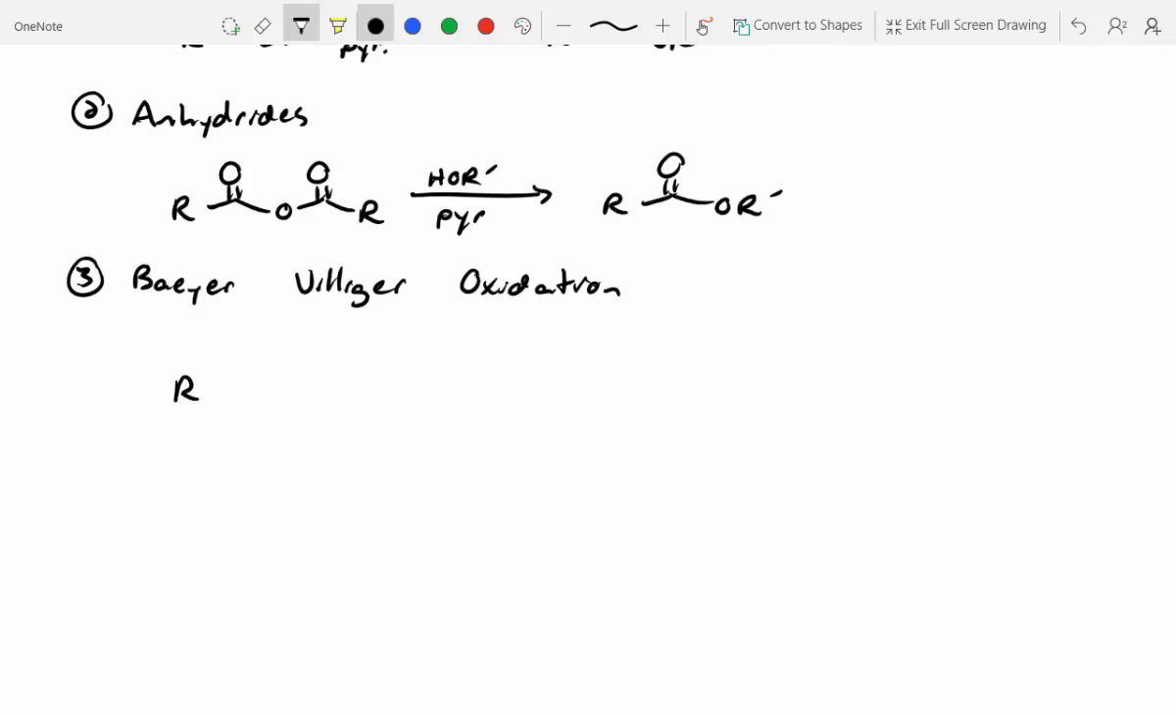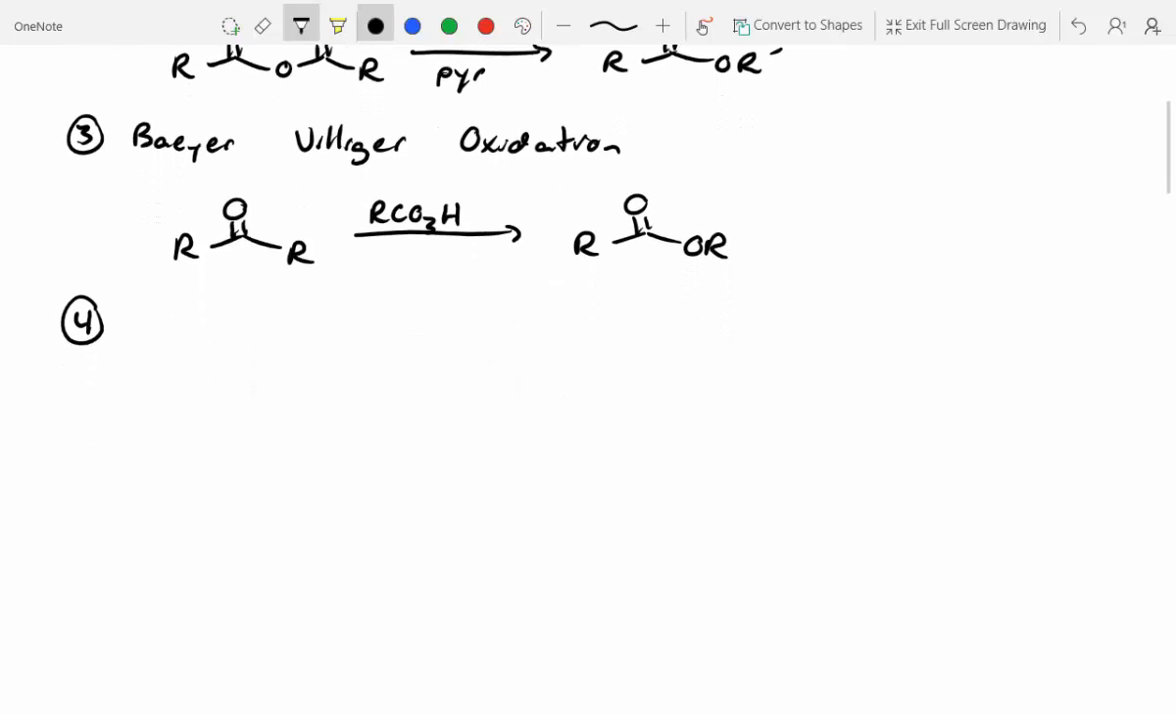So this was one we covered previously where we said if you've got a ketone, you do RCO3H, and you can convert this into an ester. And remember, we have to pay attention to which alkyl group on the ketone is more likely to migrate onto that oxygen. The next one is pretty darn simple.